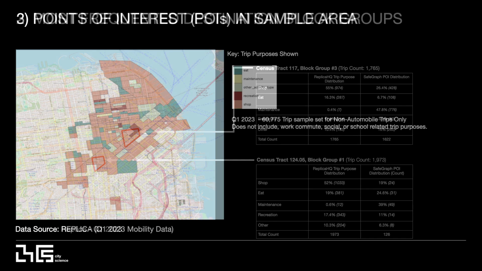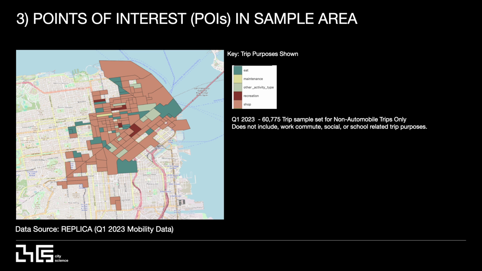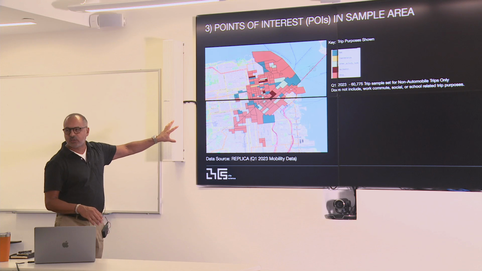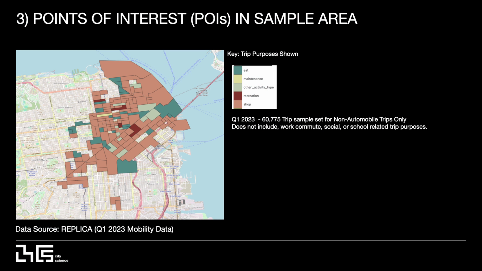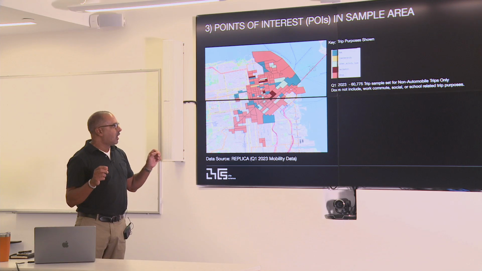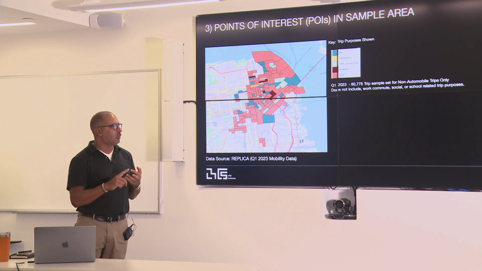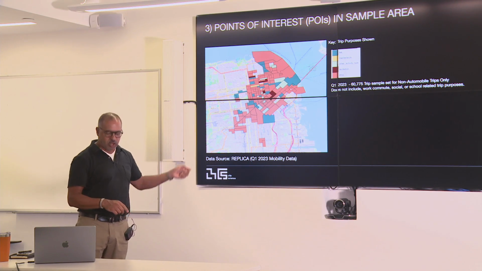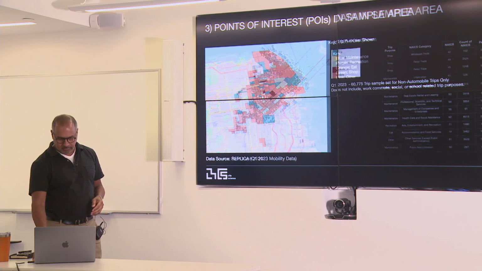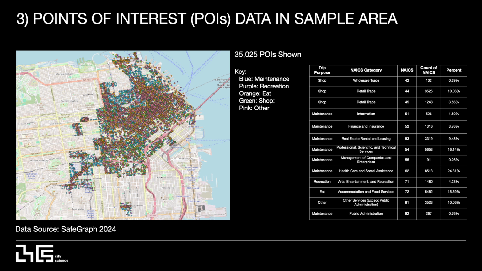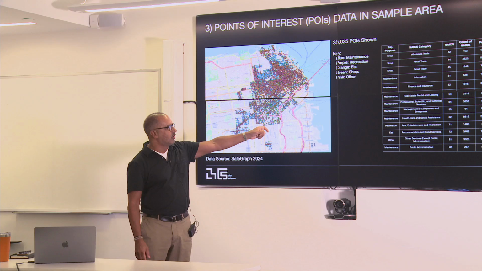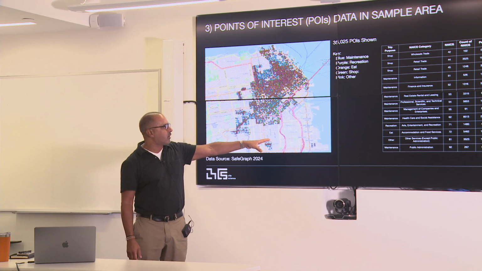And then we overlaid that with the larger context area. Most of this is walkable, which is why we did that. And we understood that there were 60,000 non-automobile trips that were not work, not social, or not school related for Q1 of 2023. And we overlaid that with the point of interest data. So what you see here is a sample of what that information looks like for all the points of interest that we go to.